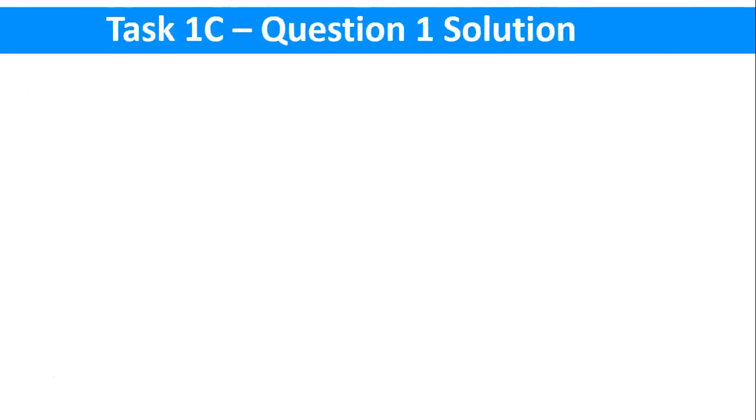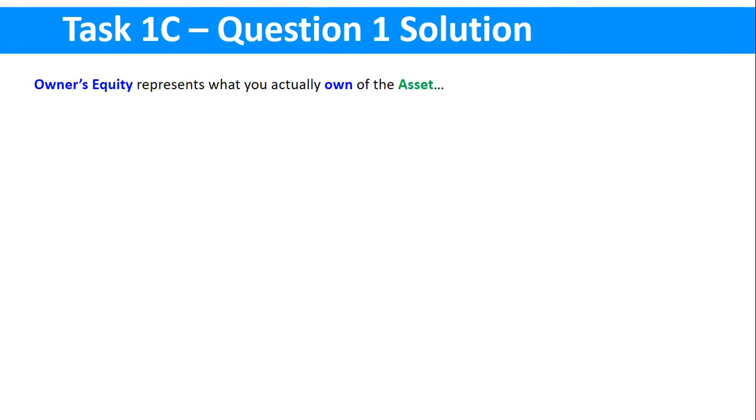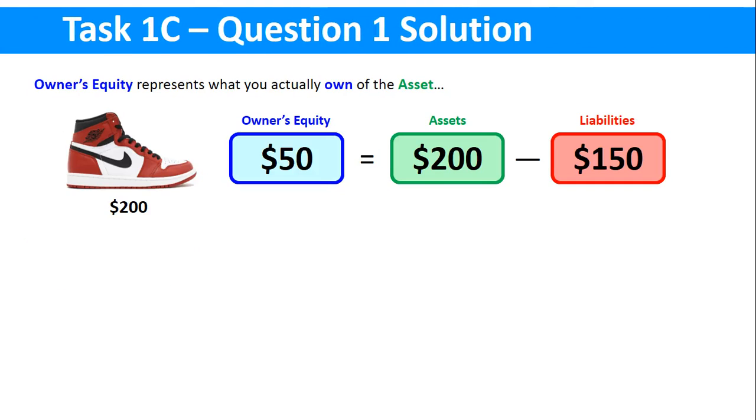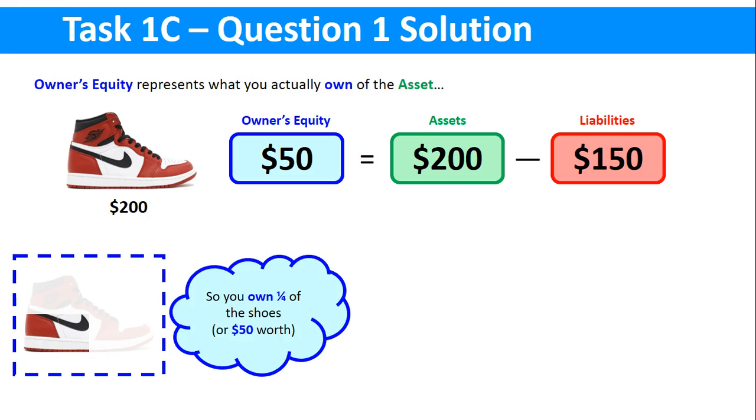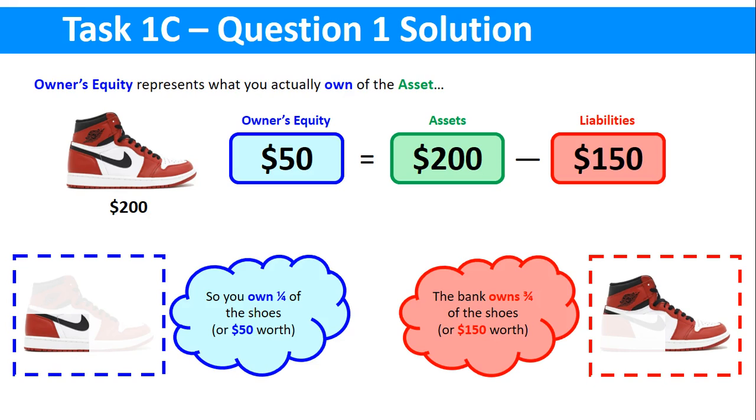So what's interesting about that is to look at, well, what does that actually mean? It actually represents what you own of the assets. So looking at the shoe, we've got $50 owner's equity of a $200 shoe. So basically what that means is you own 1/4 of the shoes, or $50 worth of the asset. But that must mean somebody else owns 3/4 of the shoes, and that would be the bank. The liability on that pair of shoes is $150, so the bank effectively owns 3/4 of those shoes until you pay the bank back the money.